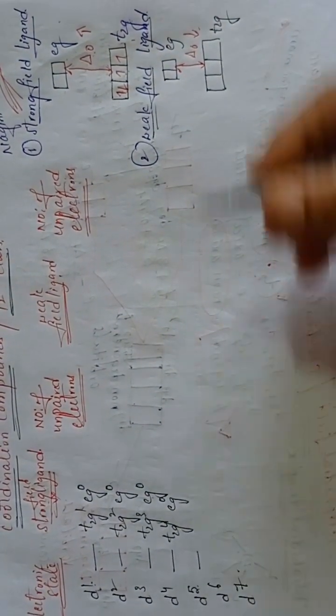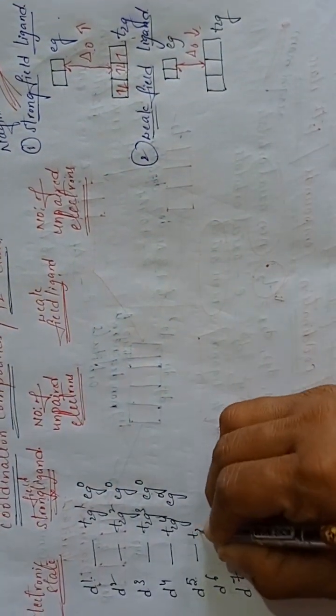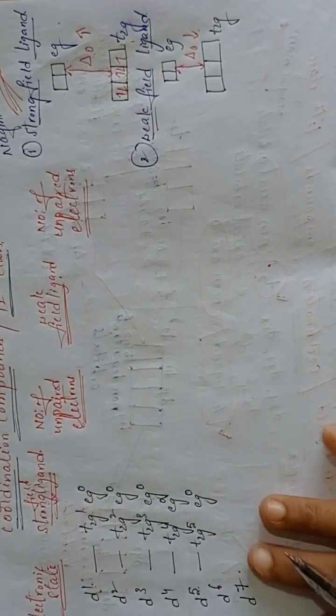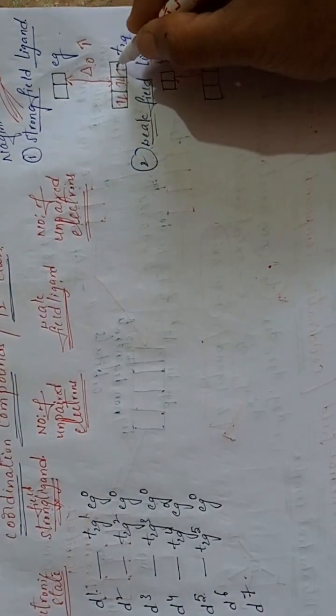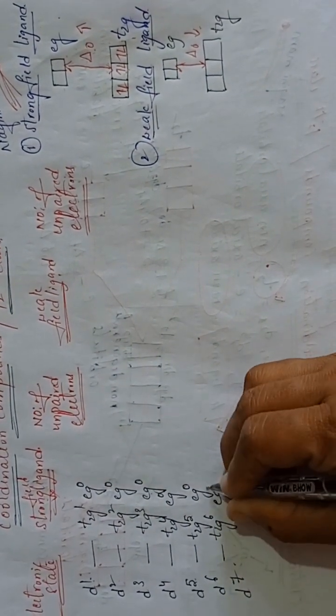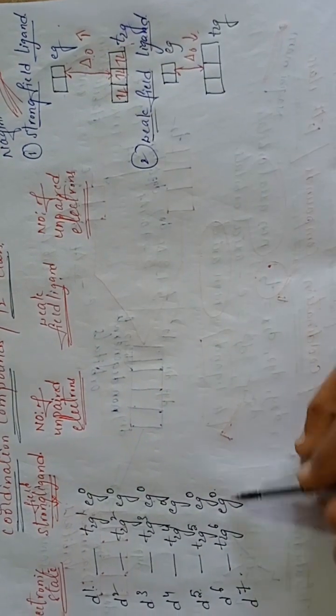Now coming to D5. See here, the fifth electron is coming here. What is the electronic configuration? T2G5, Eg 0. Clear? Now see here, D6. D6 means how many electrons? 6 electrons. So the sixth electron comes here. Now what is the electronic configuration? T2G6, Eg 0. Are you understanding? Okay, D6 up to here is over.